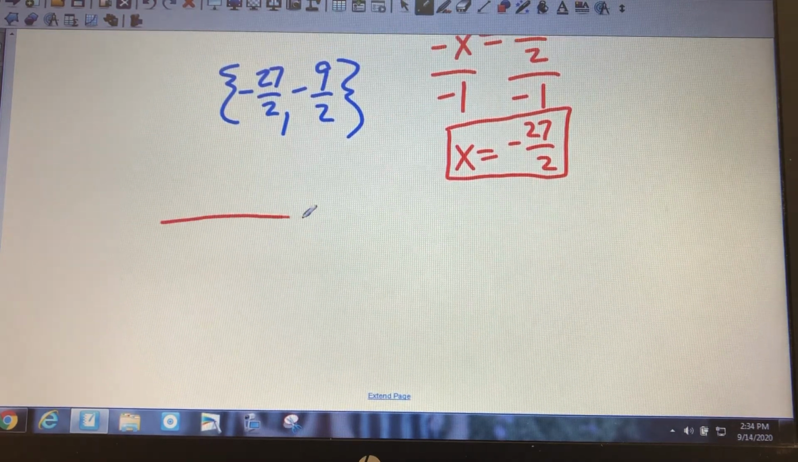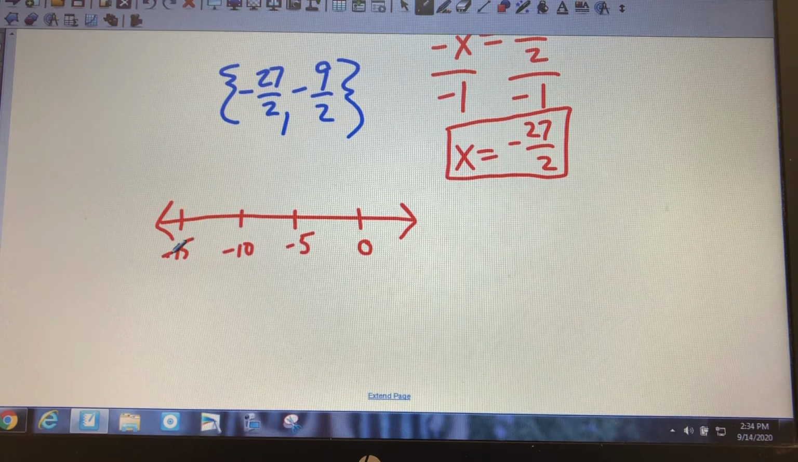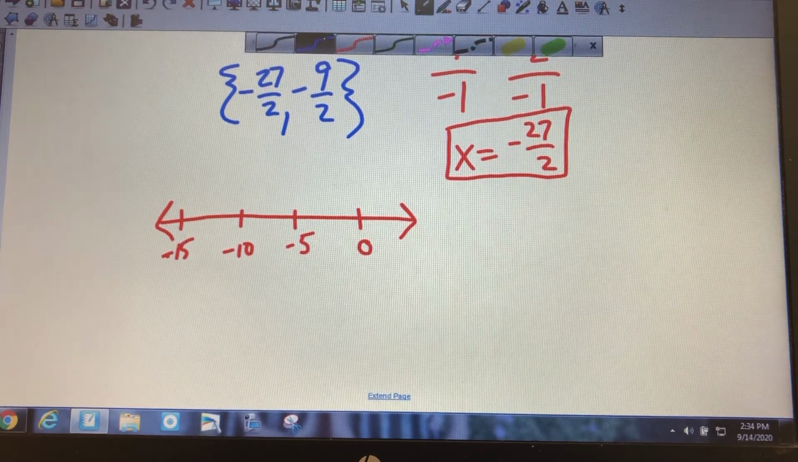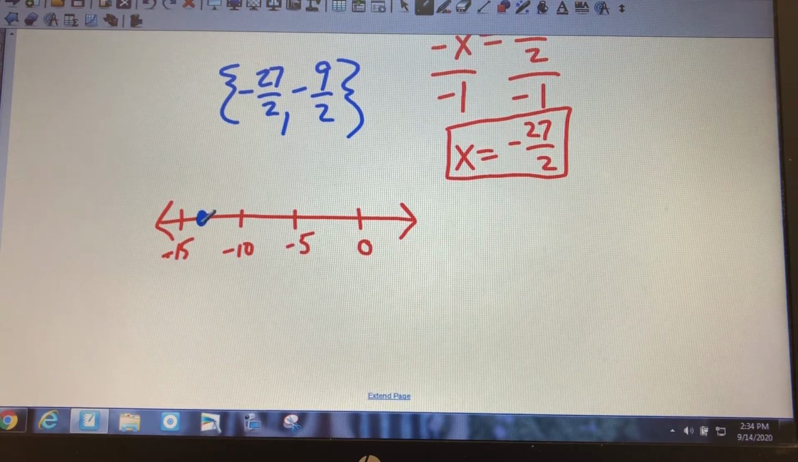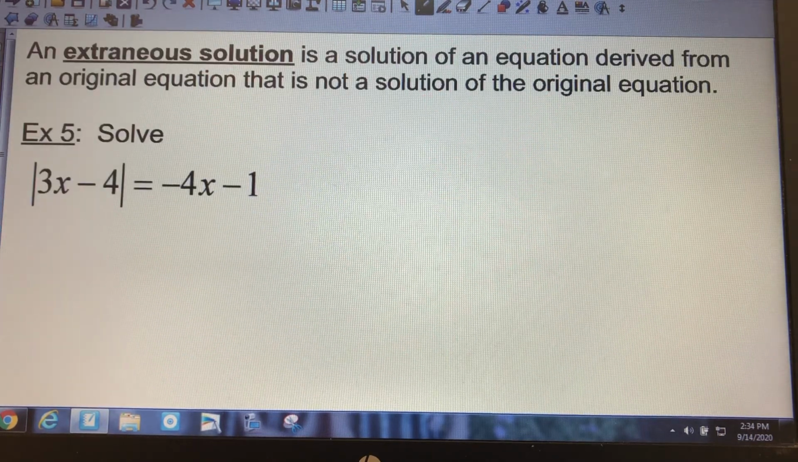So we have a number line here. Okay, so if it's an absolute value equation, you're just going to put two dots. So -27/2 is really -13.5, so roughly right there. -9/2 is -4.5, so roughly right there. Okay? So there you have it. All right, one last example. So this one is what we call an extraneous solution. This is why you should always, always, always check your answers.